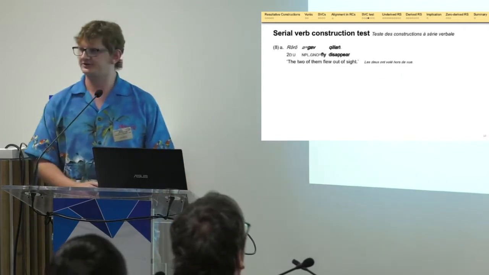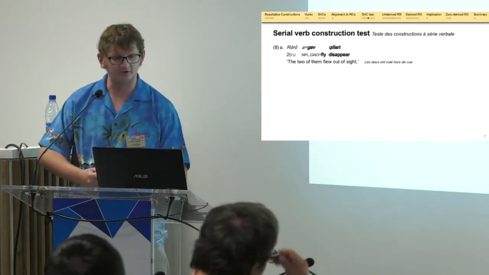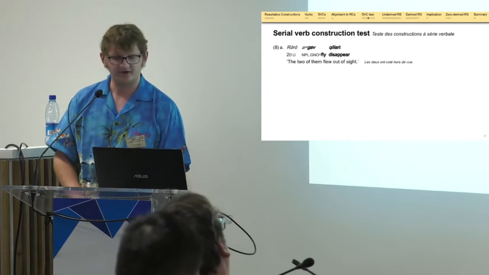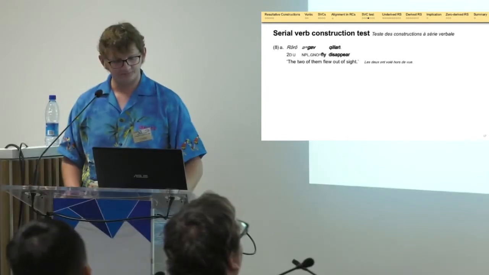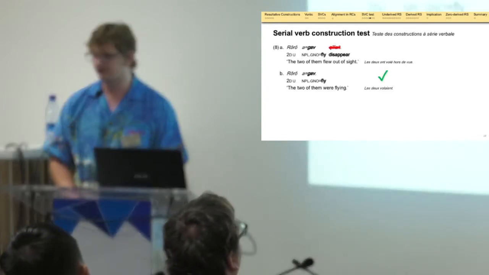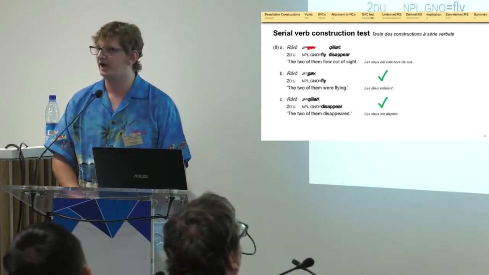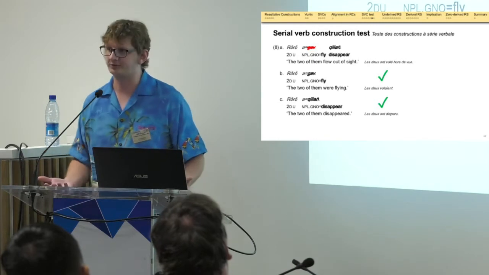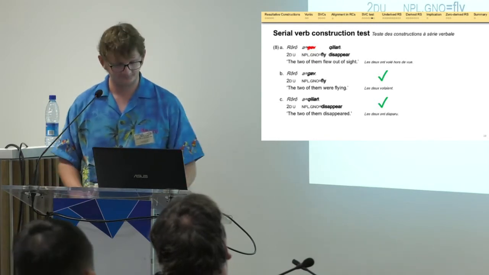We do this with a different setting, nothing like that, but it's like flying away. Thank you. Fly, disappear. Rap biliang. And again, you can strike out the second verb, you can strike out the first verb, and this is still a valid construction. It's a serial verb construction. I think there are no doubts about this.